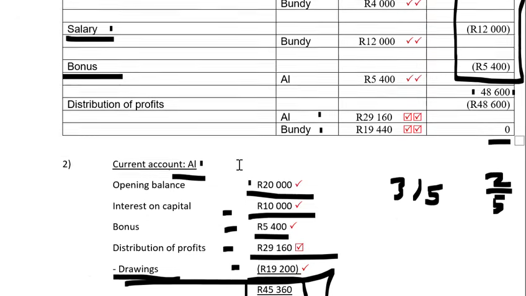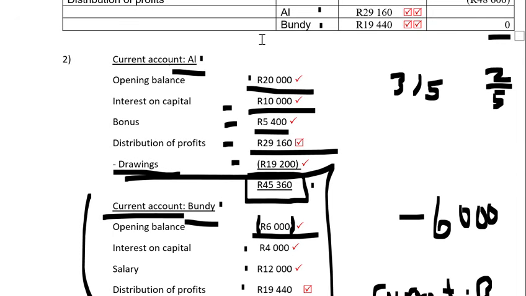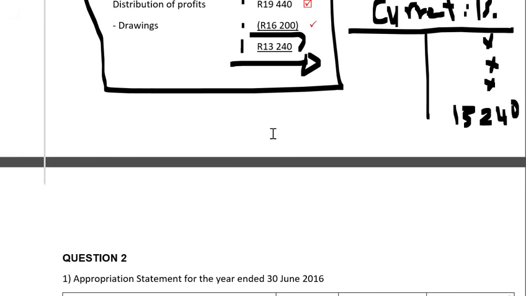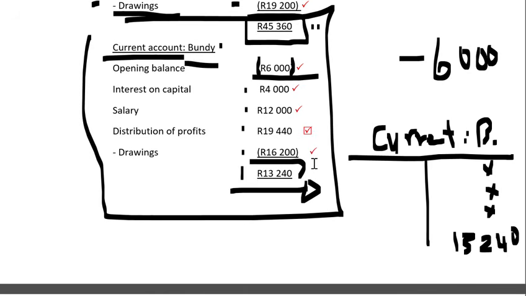Then they say calculate the final balance of, in this case, each partner's current account. Start with the opening balance plus interest on capital plus bonus plus the distribution of the profit less drawings. I think this is an easy question, and hopefully you are going to ace it, right?